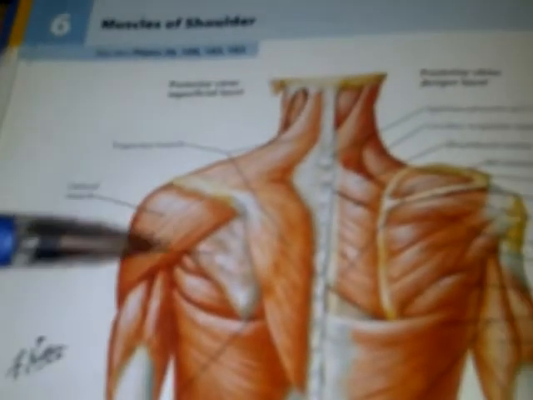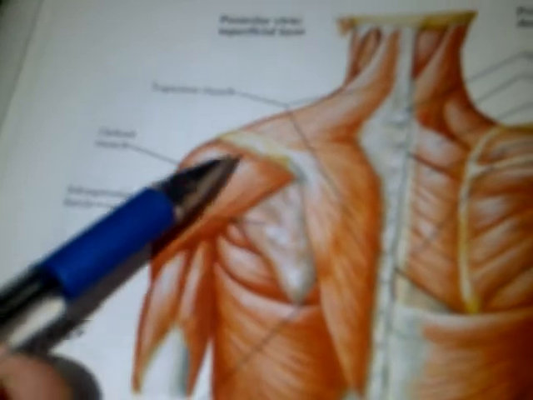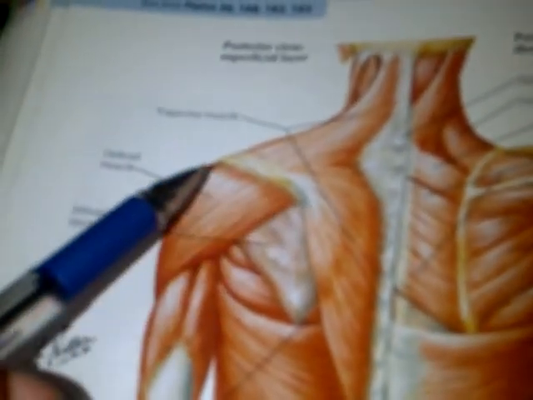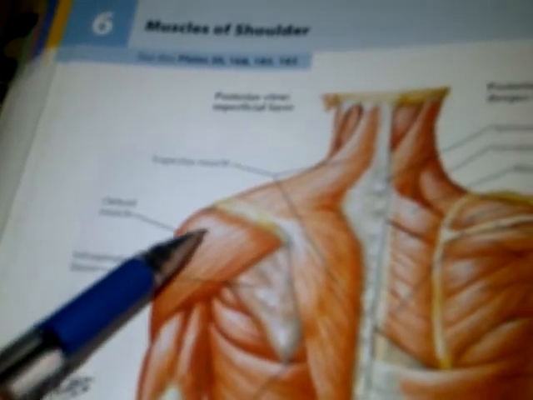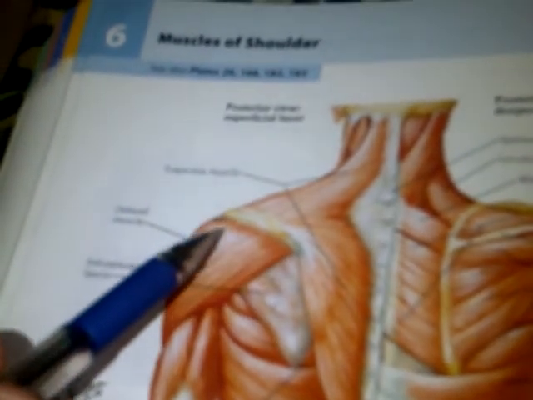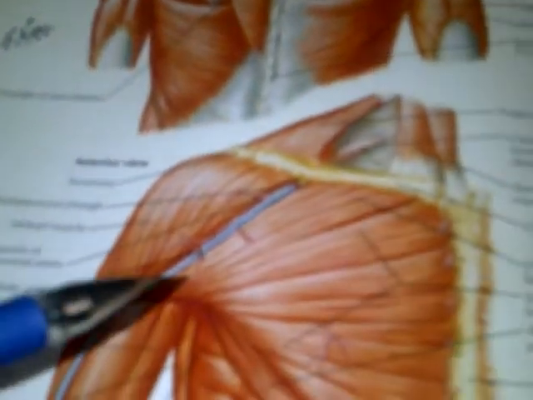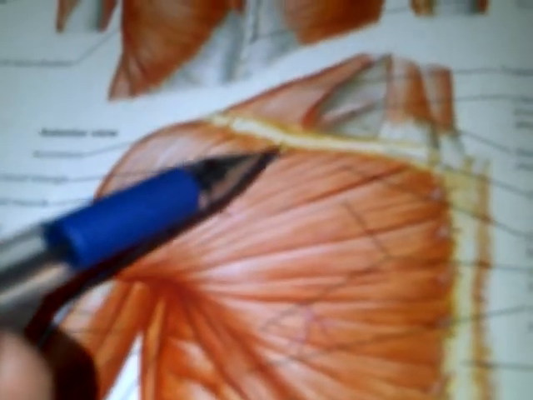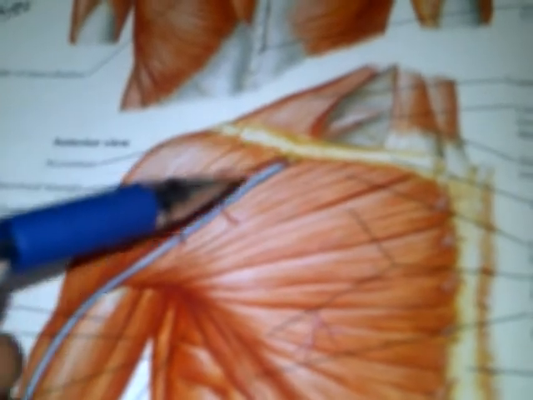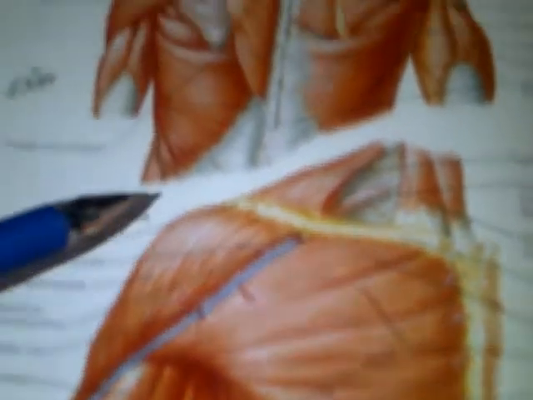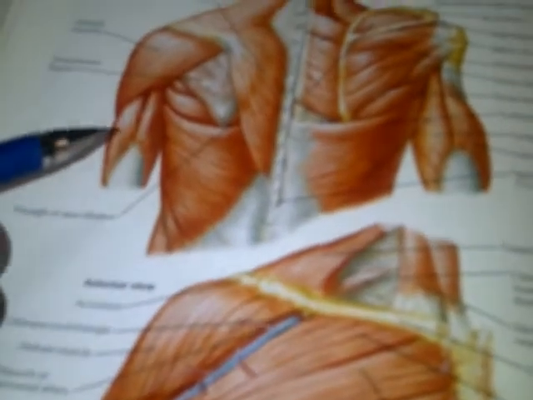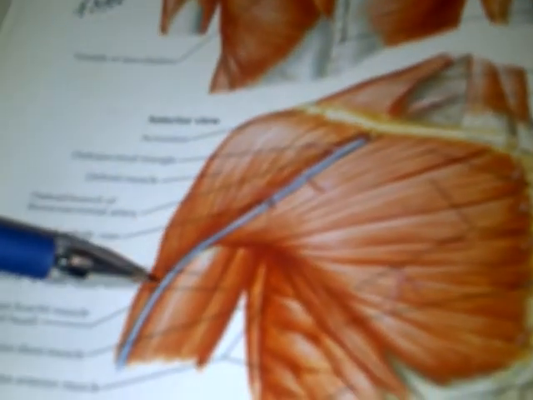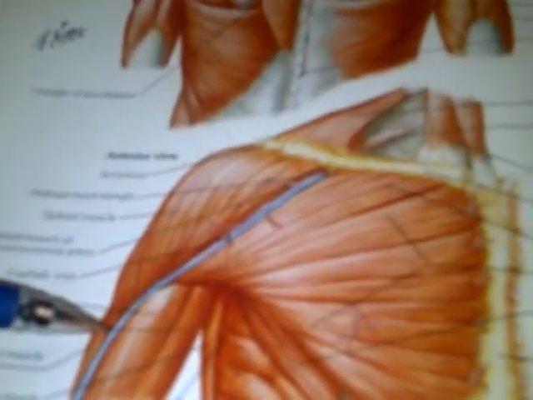Look, here is the posterior surface, here is the clavicle, and here is the spine. As we said, from the posterior surface it comes, here's the deltoid, originating from the spine and acromion, and here is the anterior surface and the clavicle, the outer third of the clavicle. So from the clavicle and the posterior surface, from the spine and the acromion, they all go and are inserted into the tuberosity, somewhere here.